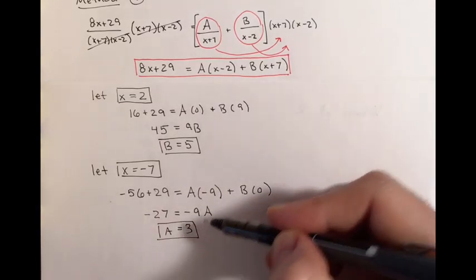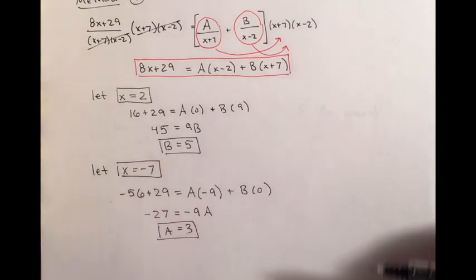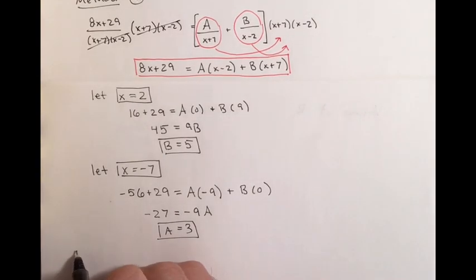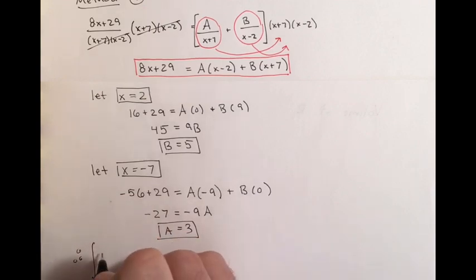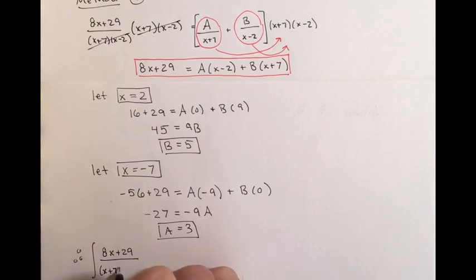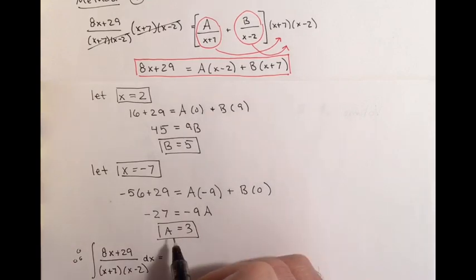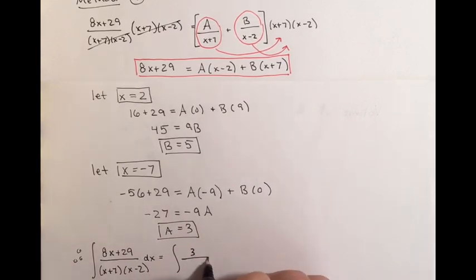Now we know that a is 3, b is 5. We can go back and integrate. So we end up with our integral of 8x plus 29 over x plus 7 times x minus 2. That's going to be equal to a, which was 3, divided by x plus 7.